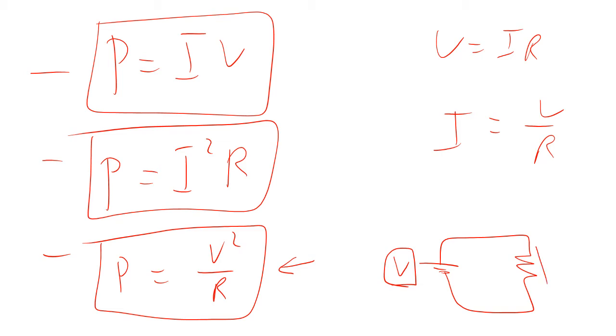I times V is going to be a measure of the power being supplied. I squared R is going to be a measure of the power being dissipated. So if you know I and you know R, you know the power being dissipated. Okay, so example.